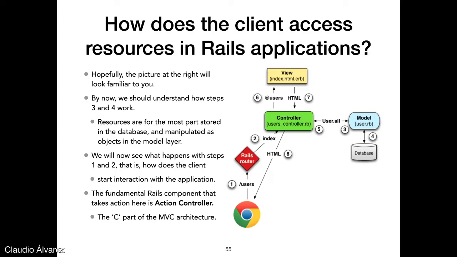Then the controller will instance a view template for the response. It will take the view template and populate that template with the users. Step 6. Step 7, the view will get rendered as HTML. And step 8, the controller will send back the view containing the users back to the client. So that's the entire round trip. You see, that comprises 8 steps.